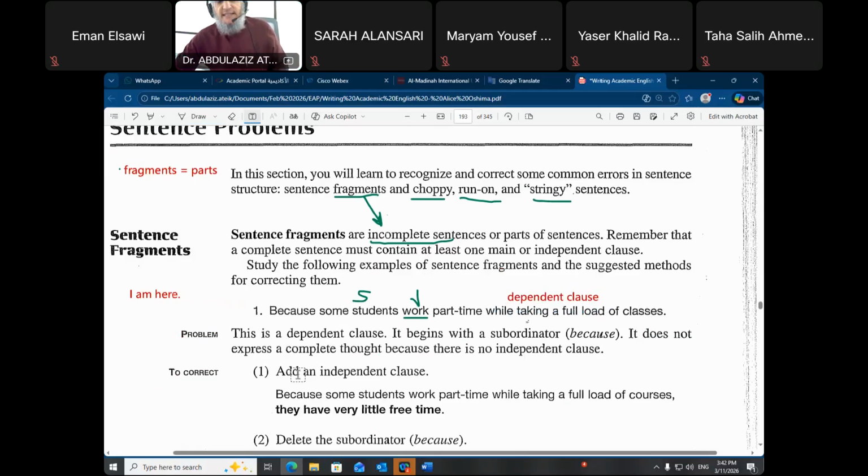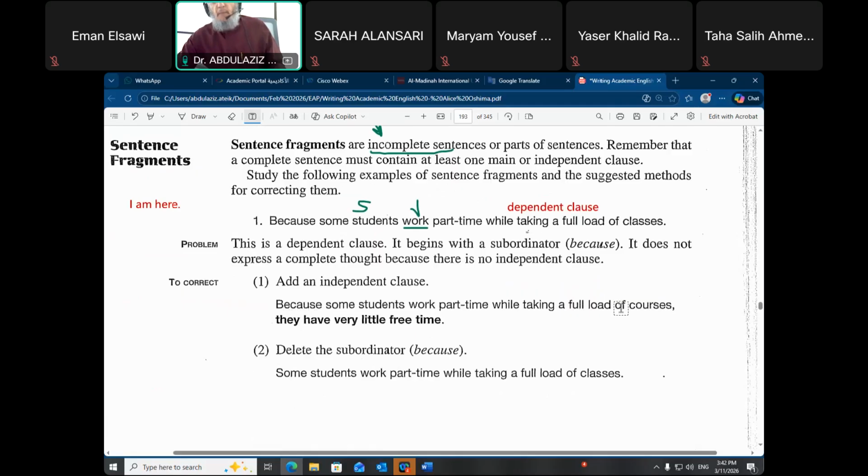He said add an independent clause to it. So he corrected it by using: they have very little free time. Because some students work part-time while taking a full load of courses, they have very little free time. Now we corrected it. Or he said simply delete because. If you delete because, it becomes full.